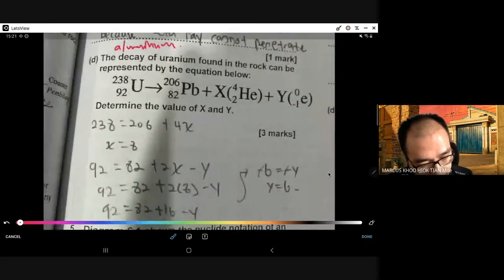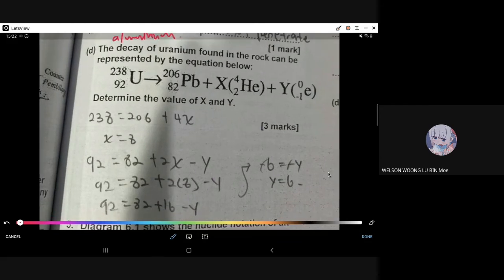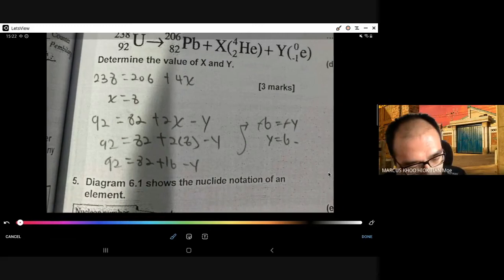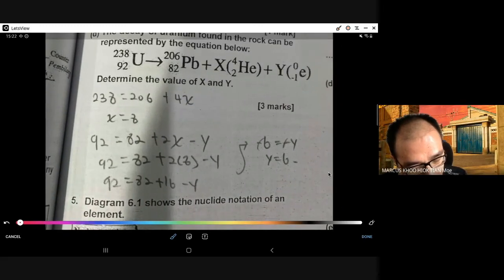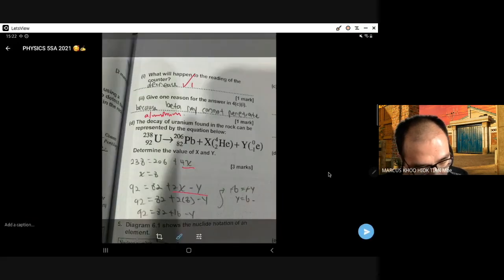Okay, next. The decay of uranium found in the rock can be represented by the equation below. Determine the value of x and y. X is 8 and y is 6. Yeah. Okay, I think this calculation is quite easy. 4x, 2x minus y. Okay, good. All right. Question number 5, please.